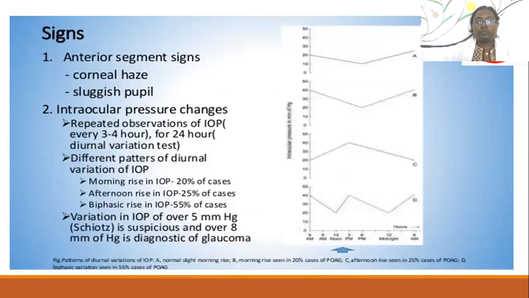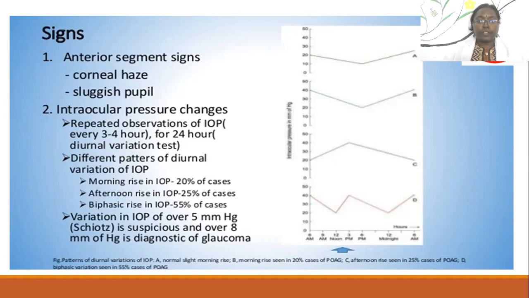Signs seen in glaucoma patients include corneal haze, sluggish pupil because of the fluid collection, inflammation of the iris can cause sluggish pupil reaction. Intraocular pressure changes: repeated observation of IOP every 3 to 4 hours or over 24 hours, and you look for diurnal variation.